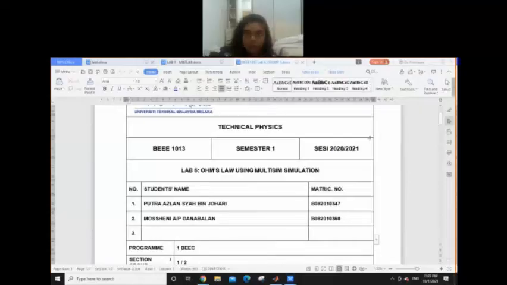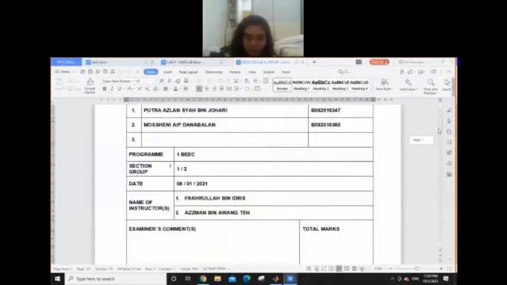So today we would like to present our lab 6. So I would like to share my screen. So this is our lab 6, Ohm's law using Multisim simulation.